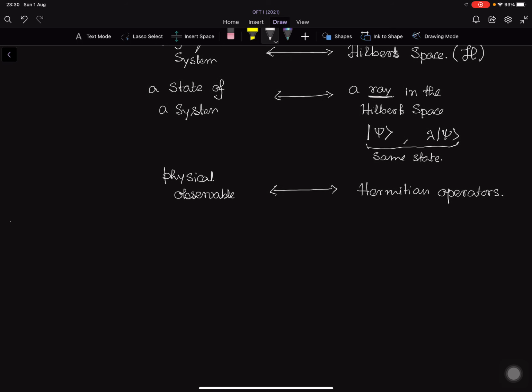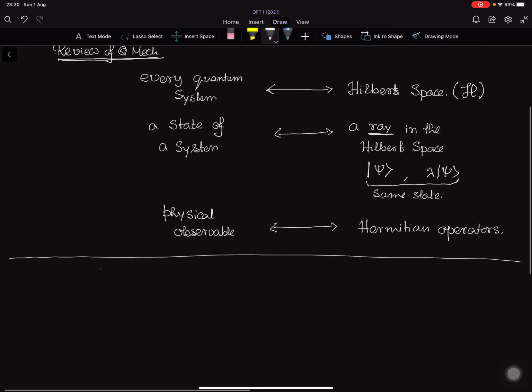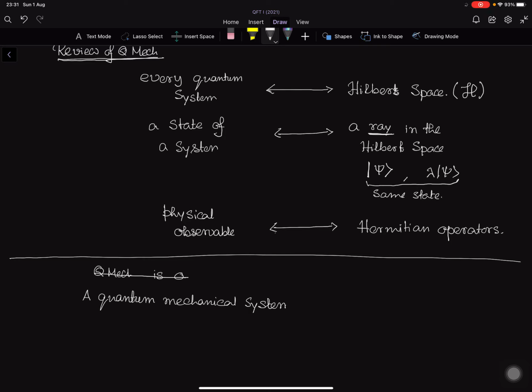Now, if we want to learn quantum field theory, the first thing you probably remember is that a quantum mechanical system is obtained after quantizing a classical mechanical system.